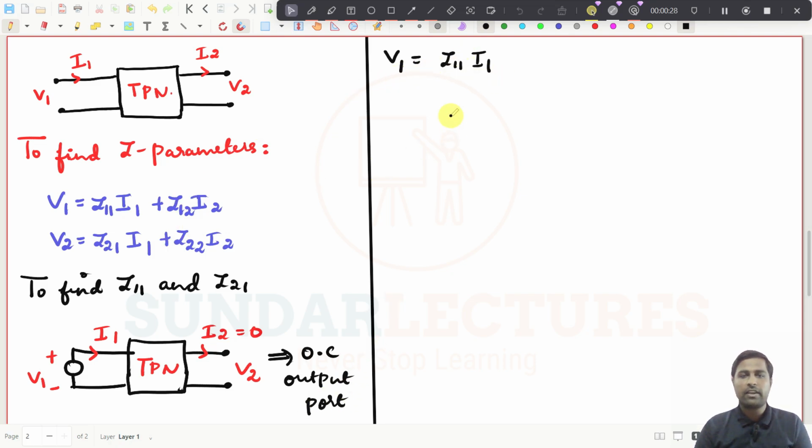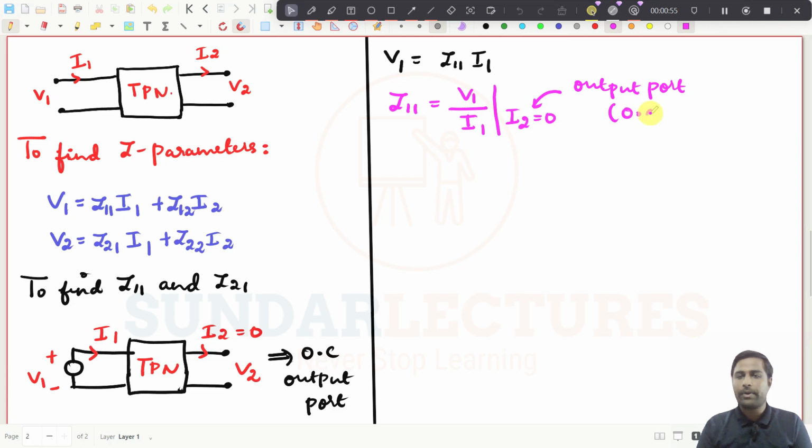So this will be the equation now. Then what will be Z11? Z11 will be V1 by I1 with respect to I2 equal to 0, which actually means the output port is open circuited. Maybe this is expression number 1 and this is expression number 2. This we have got from 1.